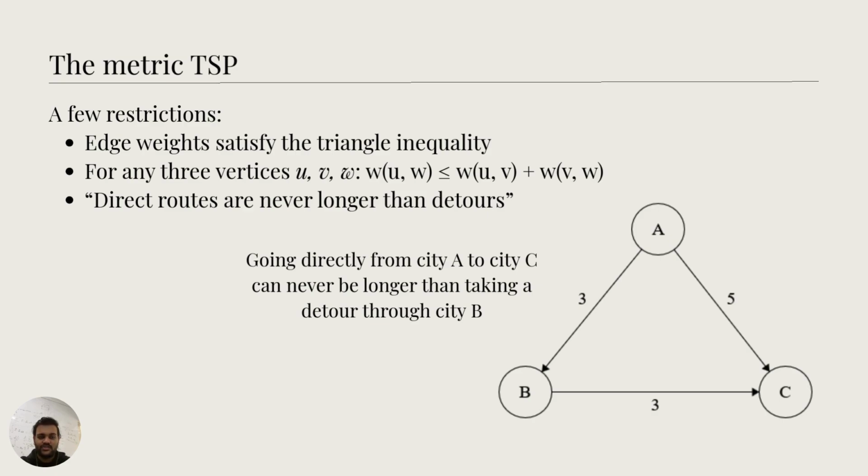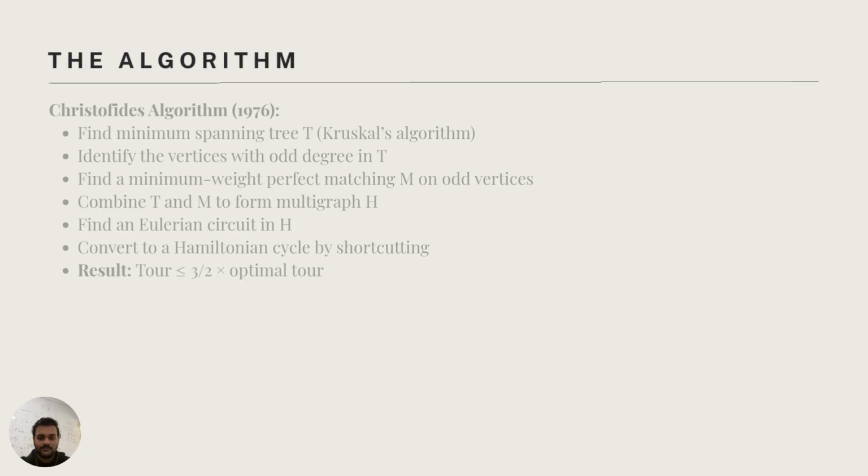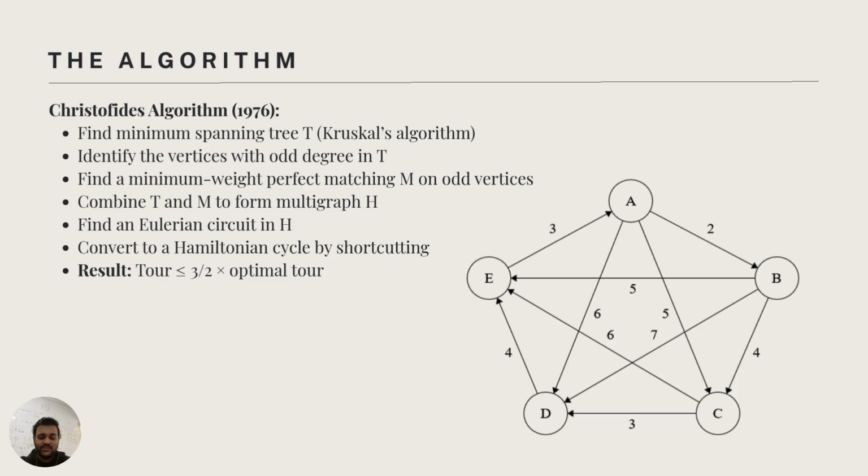However, there are a few restrictions to the traveling salesman problem. The Christofides algorithm works on the metric TSP, where distances satisfy the triangle inequality. This means that going directly from city A to city C can never be longer than taking a detour through city B. This is realistic as it reflects actual geographical distances. So this is our six-step algorithm that we will go through, and the result is a tour that's less than or equal to 1.5 times the optimal tour. We'll go through this algorithm using the graph right here.